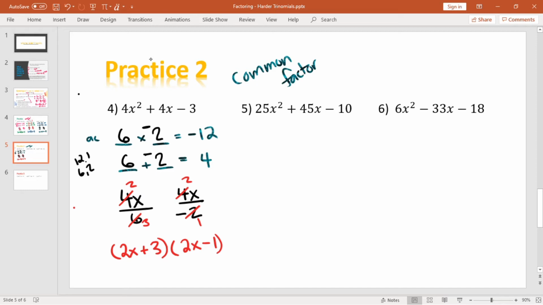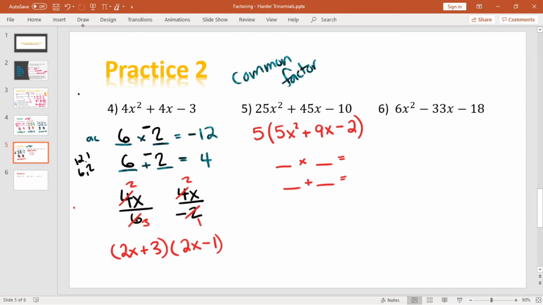Number 5, big numbers. I hate big numbers, so I always kind of look for a common factor right away. Big numbers that are all divisible by 5. So let's start by doing this, common factoring out a 5, and see what we're left with. 5x squared plus 9x minus 2. And this binomial, I'm sorry, trinomial is what we're going to work with. We're just going to ignore the 5 outside. So we're going to do all the stuff with the things in brackets.